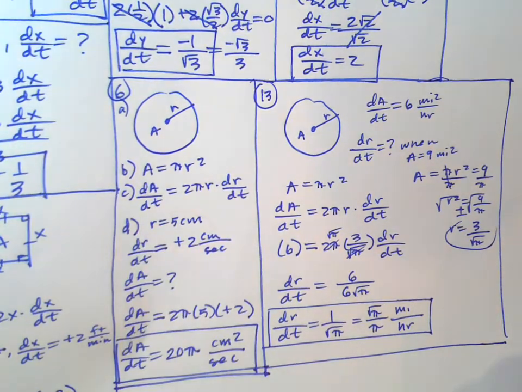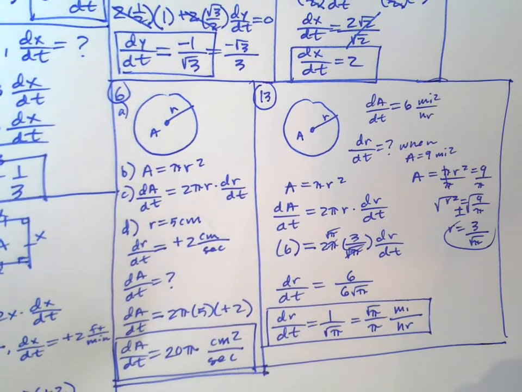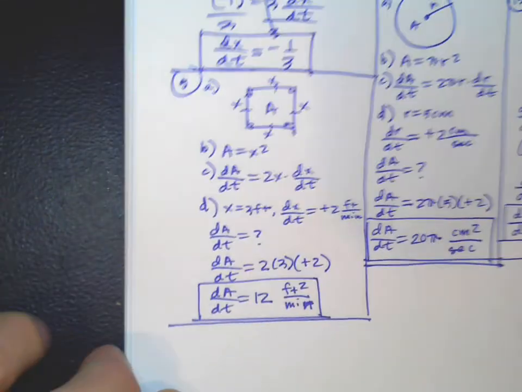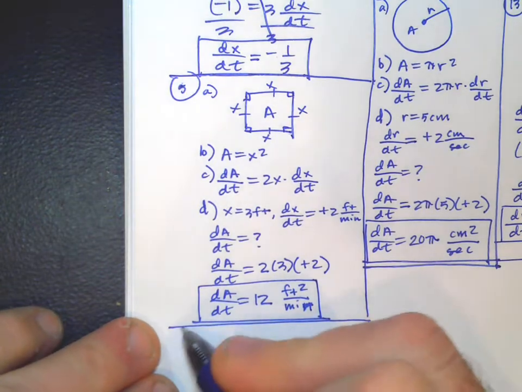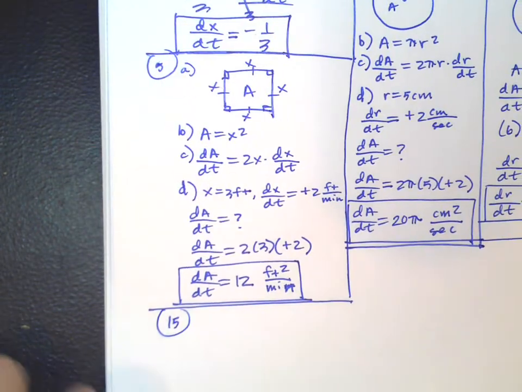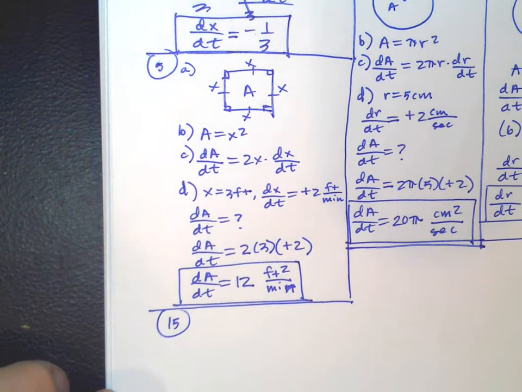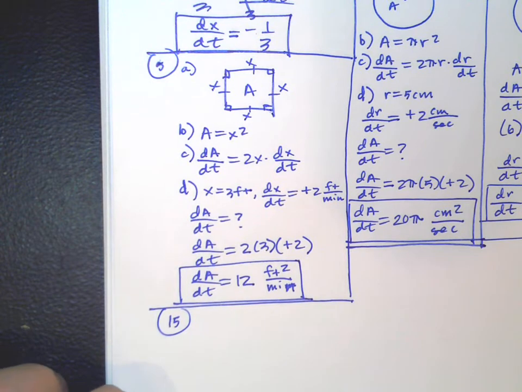So there you go. Okay, number 15. And some of these should remind you what we're doing in class. Number 15, a spherical balloon is to be deflated so that the radius decreases at a constant rate of 15 centimeters per minute. At what rate must the air be removed when the radius is 9?